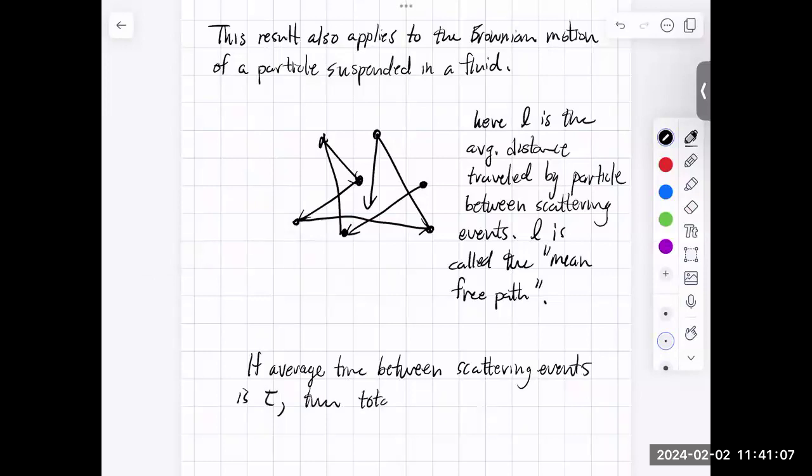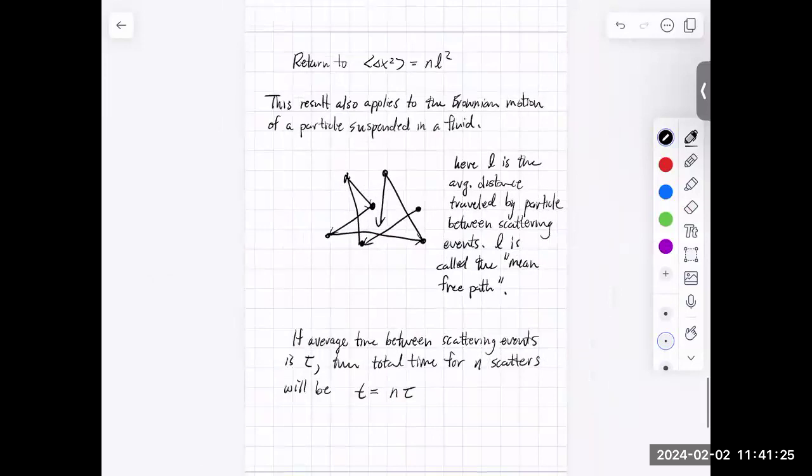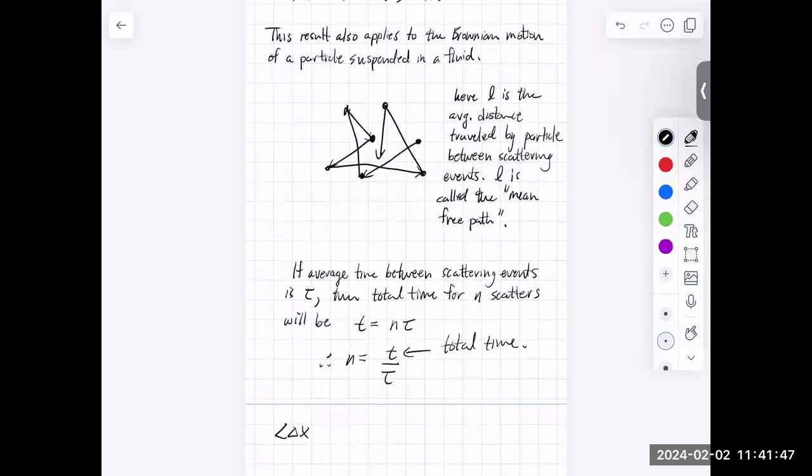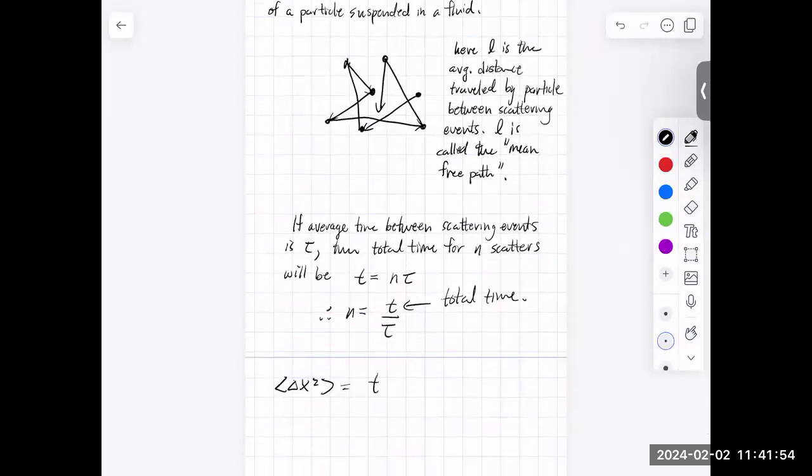then the total time for n scatters is, or will be, t is n times tau. And so what I'm going to do is, in our result for delta x squared average, write n as this total time t divided by tau. And so therefore, n is the total time t divided by tau. So this is total time. And that means delta x squared average is equal to L squared times n. So it's t L squared over tau.